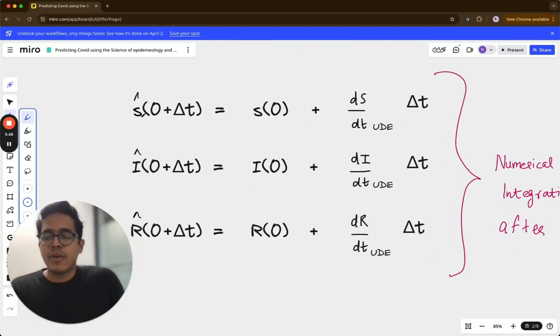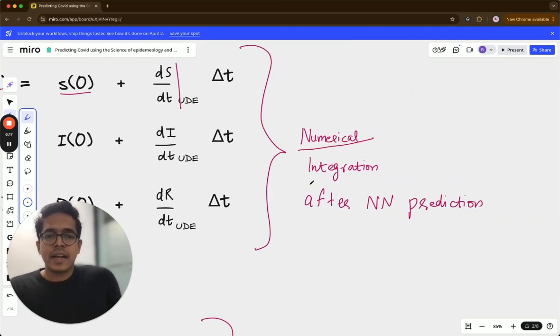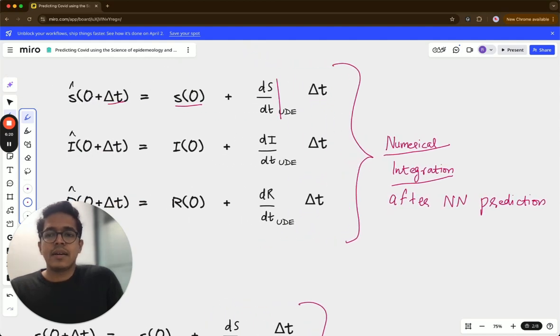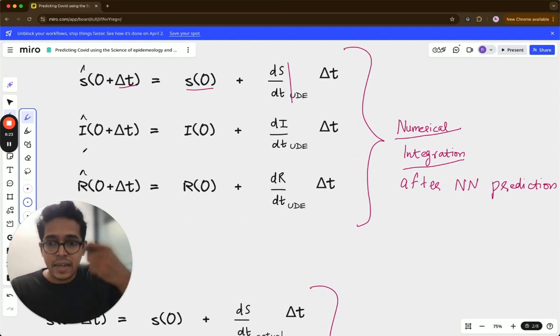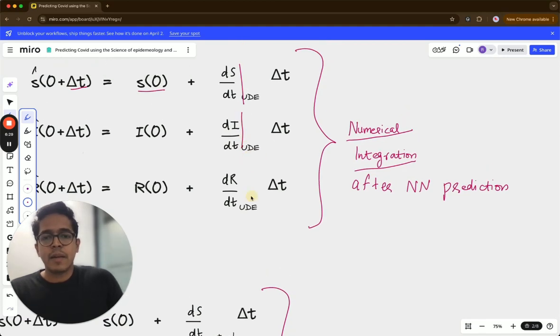So here, the predicted value of S, predicted value of I, and predicted value of R at time point 0 plus delta t is equal to S of 0 plus predicted dS by dt times delta t. Similarly, the predicted value of I at the new time point equals the actual value of I at the initial time point plus dI by dt, which is predicted, times delta t. And similarly, the same thing applies for the recovered population. So this is the numerical integration that we are doing to calculate the susceptible, infected, and recovered predicted values after we use the neural network for predicting dS by dt, dI by dt, and dR by dt.